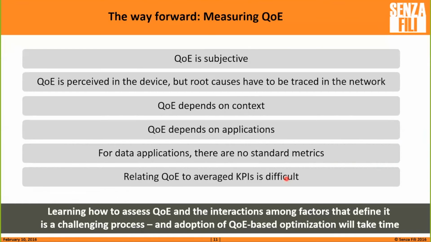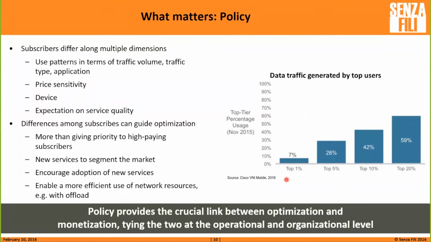Okay, policy. Policy is the last element that matters, and this is interesting in many ways, because policy is something that you traditionally set independently from the QoE, but the policy and the QoE-based way to optimize the network are really closely linked. This is because policy allows you to link the optimization efforts to monetization. That's really crucial, because at the end of the day, as an operator, you want to keep your subscribers happy and generate a profit at the same time, and policy is really the link that allows you to do that.